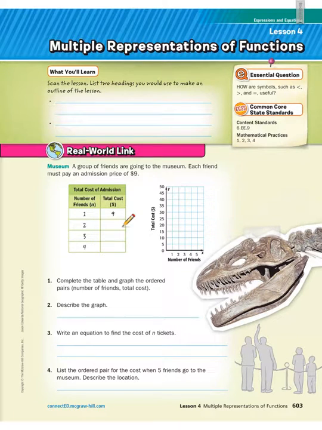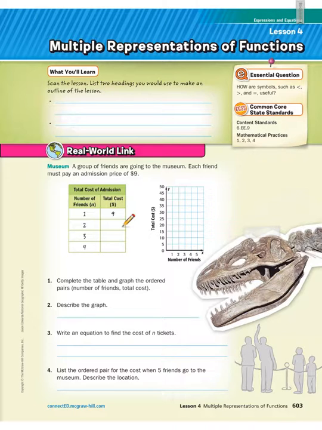Okay, today's lesson, Chapter 8, Lesson 4, is on multiple representations of functions. Basically, today you are going to learn how to represent a function as an equation, in words, as a graph, and in function tables. So it kind of puts everything we've learned in the last 3 lessons all together. So let's start with the real world link here.